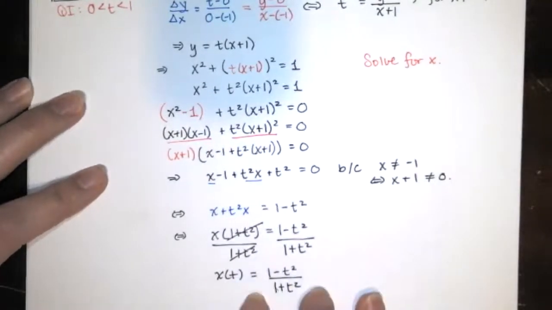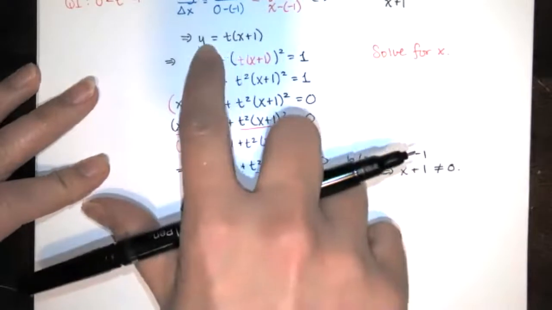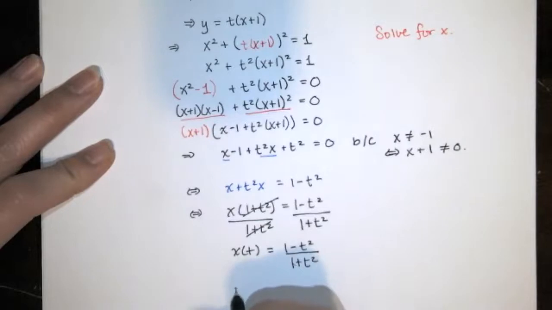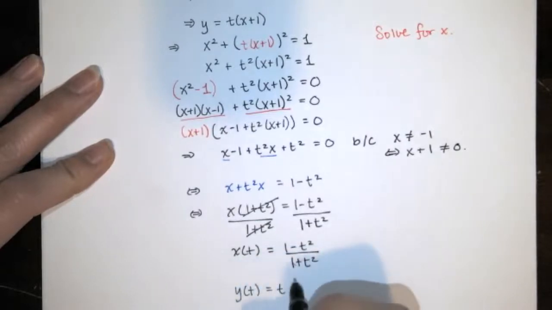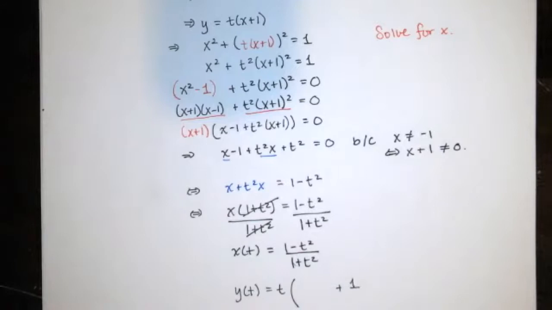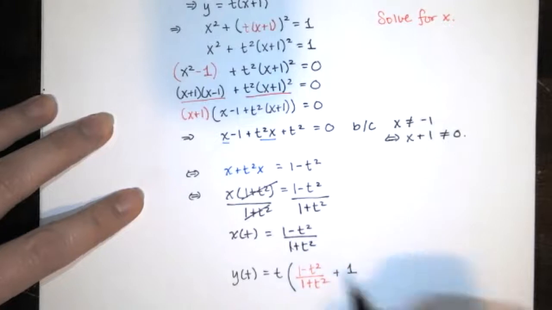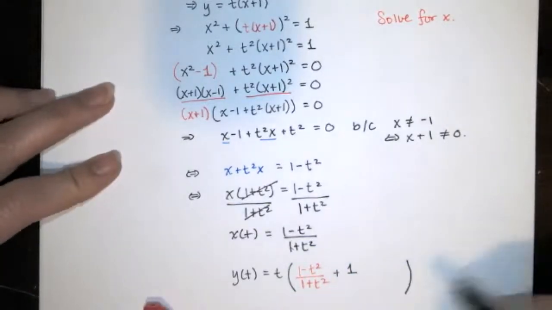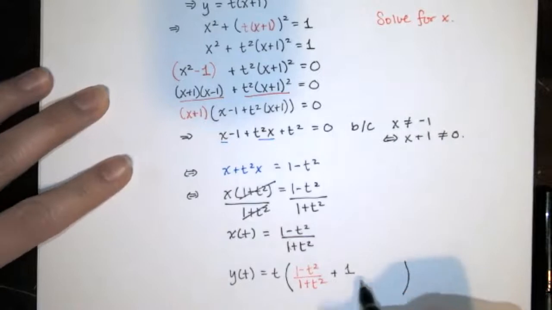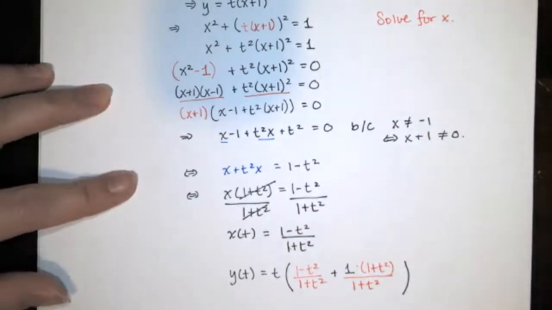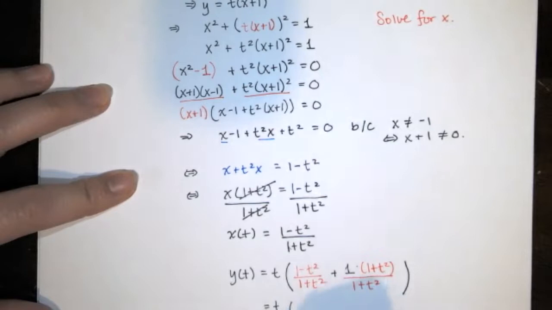Now, if we want our y value, it's actually easy enough to do. You already know what y is in terms of t and x. So now you can replace x with this expression here. So y is t times x plus 1. And x is 1 minus t squared over 1 plus t squared. In order to simplify this, I would get a common denominator. The common denominator is 1 plus t squared. And then since the denominators are the same, you can add the numerators.